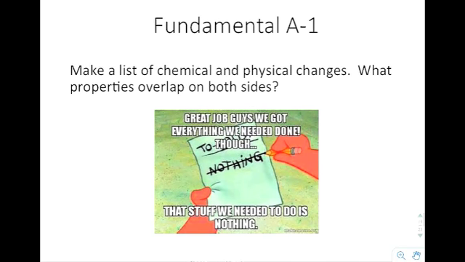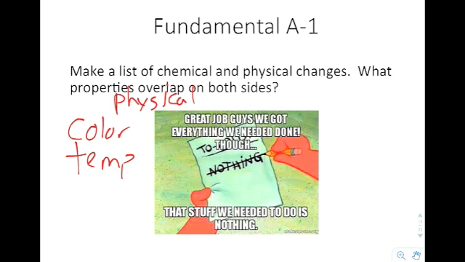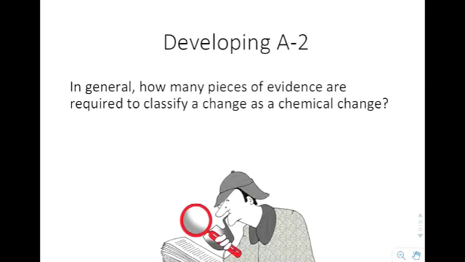So, an example: make a list of chemical and physical changes. What properties overlap on both sides? The overlap is really what we're interested in, because a physical change could be color and temperature. That could be physical or it could be chemical depending on what it is. So you have to be able to weigh the evidence in total. It could be color, could be temperature, could be any of them. You really have to be able to say these things overlap, and I have to say, okay, well, this is because of that. You have to weigh the evidence.